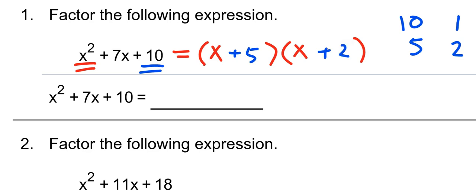Now, that's one acceptable answer. Here's another acceptable answer: x plus 2 times x plus 5. There is absolutely nothing that says you have to have one factor in front of the other. Now, we're going to find out that sometimes you're going to have different signs, and those signs do make a difference. In this case, they don't make a difference because they're both positives.